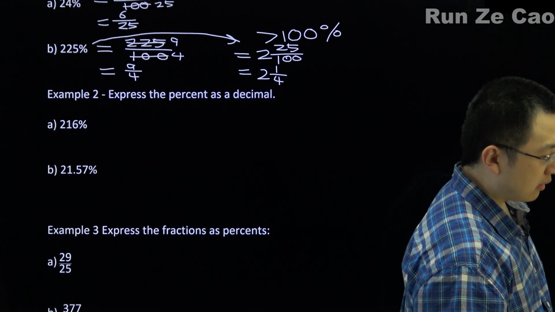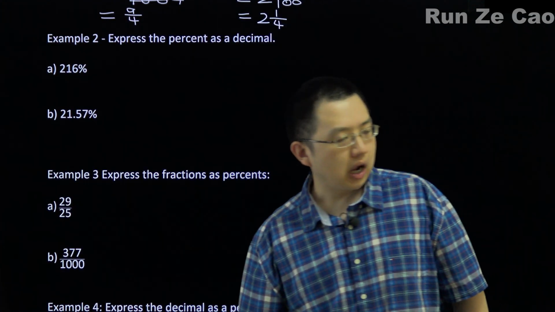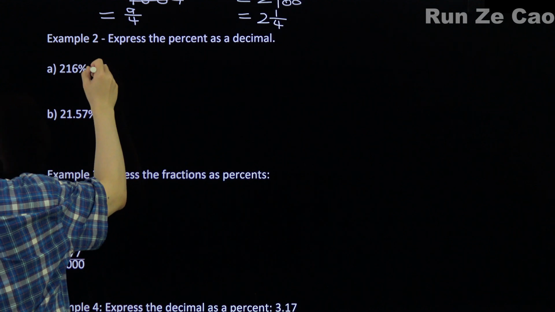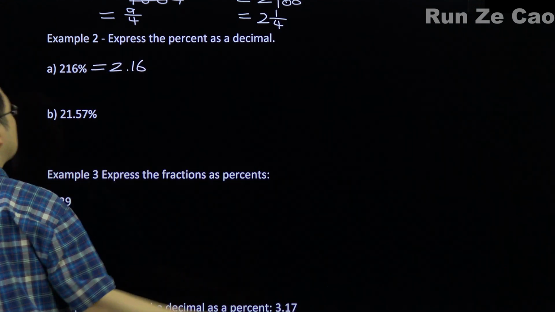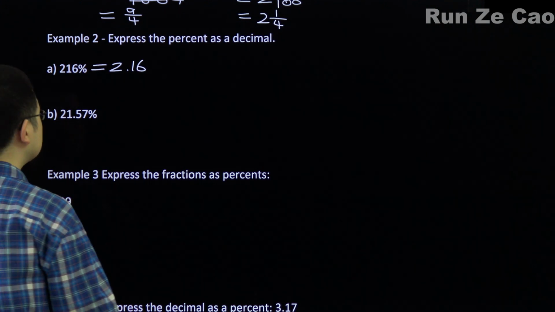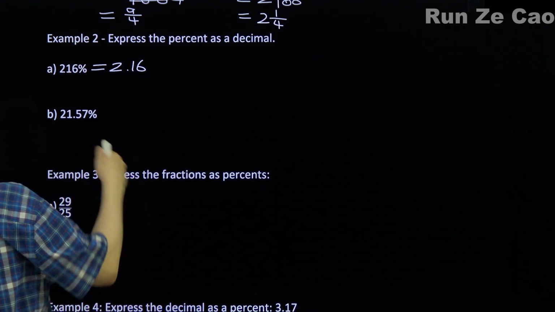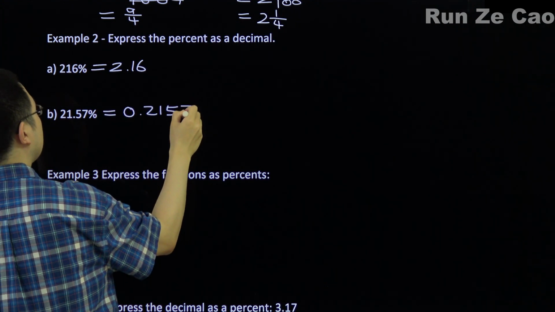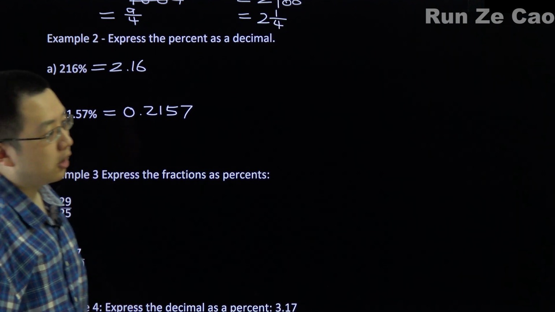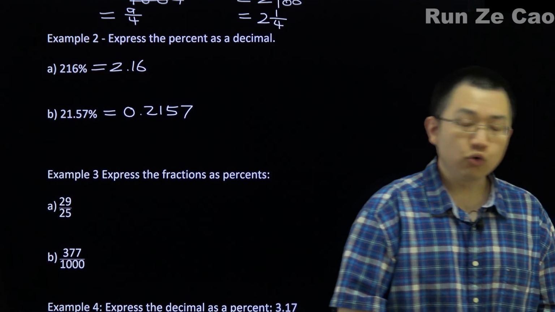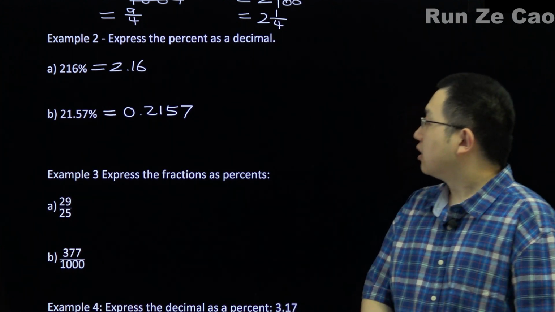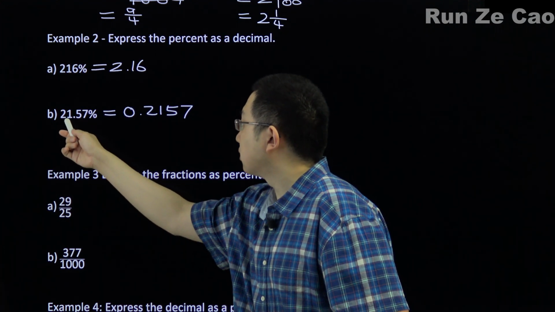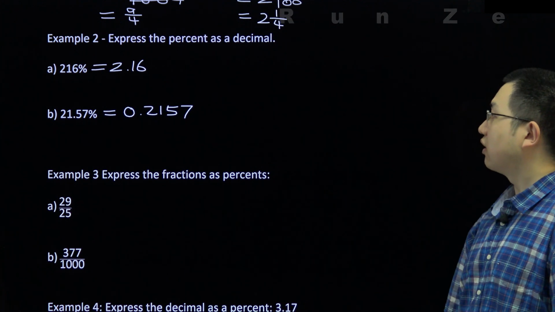Okay, let's express these percents as decimals. 216%. Well, expressed as a decimal, that's 2.16, because 100% is 1.00, or just 1. 21.57%, that's 0.2157. Because remember, guys, percent literally means per 100. So this is 21.57 divided by 100. If we actually do the division, we'll find that the decimal place just moves 2 places, and we get rid of the percent symbol.